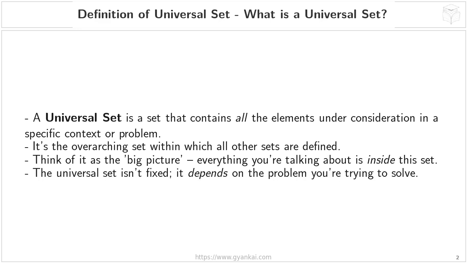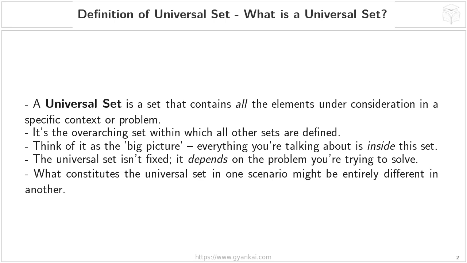Now, this is a really important point. The universal set isn't fixed. It doesn't stay the same for every problem. It depends on the problem you're trying to solve. What constitutes the universal set in one scenario might be entirely different in another. So, you need to carefully consider the context of the problem to correctly identify what your universal set should be. Don't fall into the trap of thinking there's just one universal set for all of mathematics.